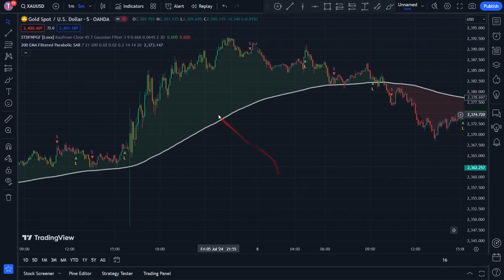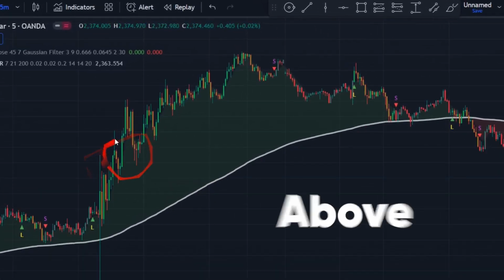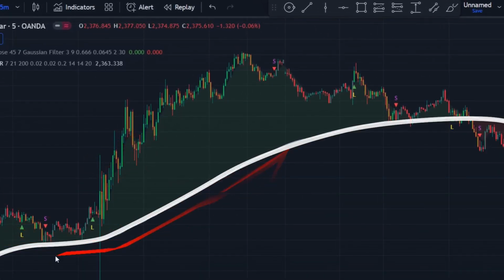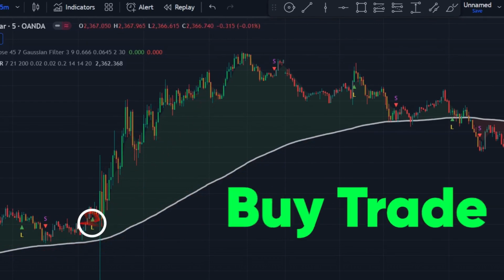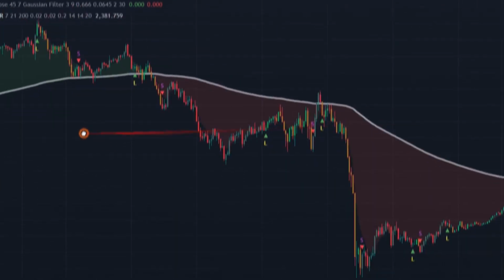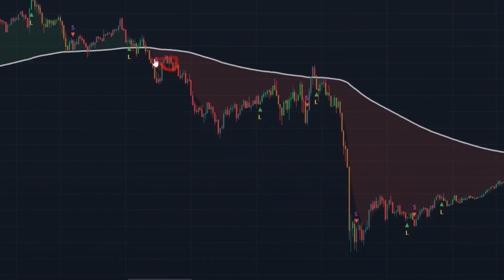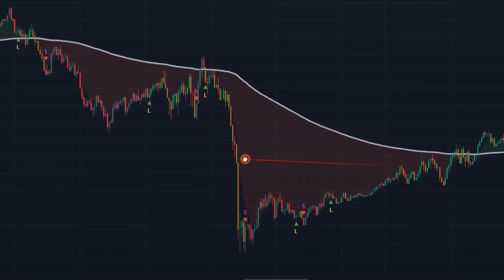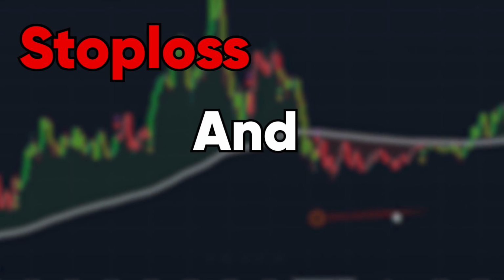We use this indicator as a tool for trend detection, and it has very simple explanations. When all candles are above the 200 EMA line, we consider the trend to be upward and look for signs to enter a buy trade. When candles are below the 200 EMA line, we consider the trend to be downward and look for signals to enter a sell trade. Now you just need to know where to enter the trade and where to place your stop loss and take profit.